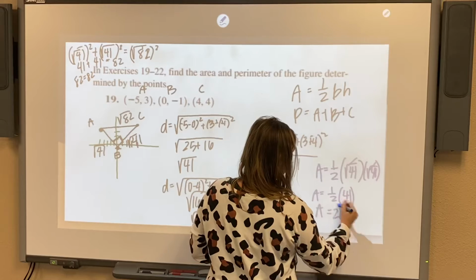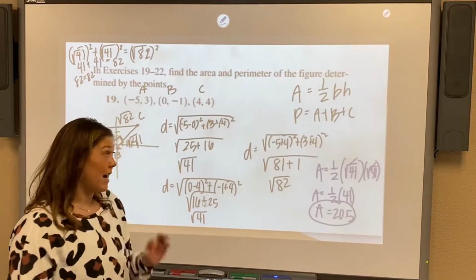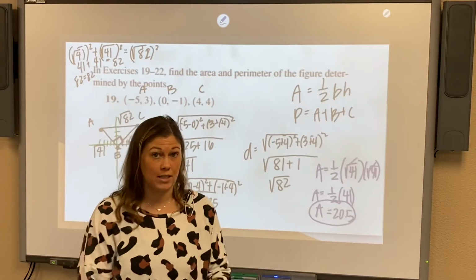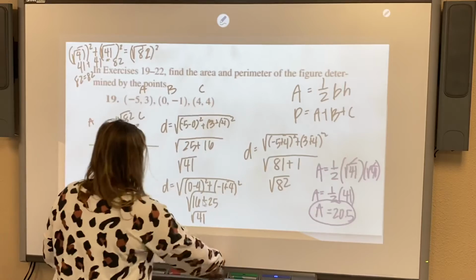So our area of the triangle is 20.5, okay, and then we are going to find the exact perimeter, not a decimal. So don't just plug this into your calculator and call it a day. I'm gonna erase this.